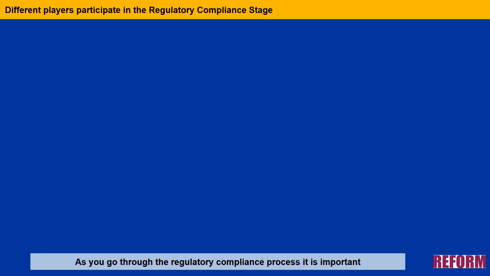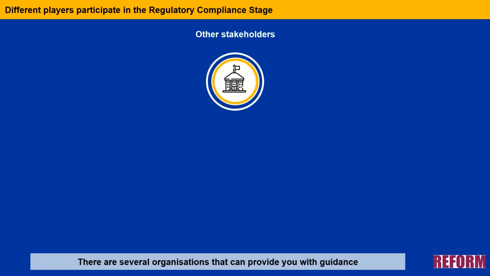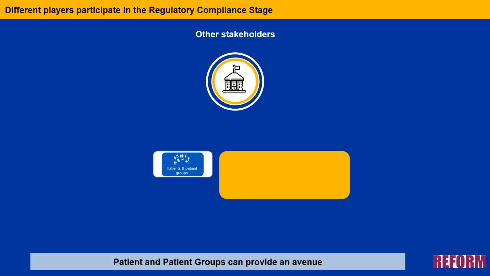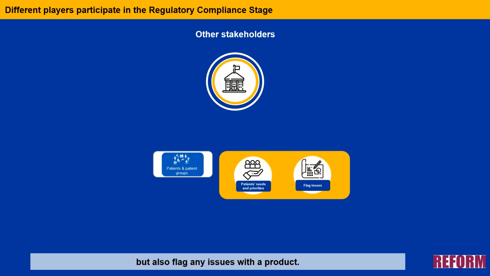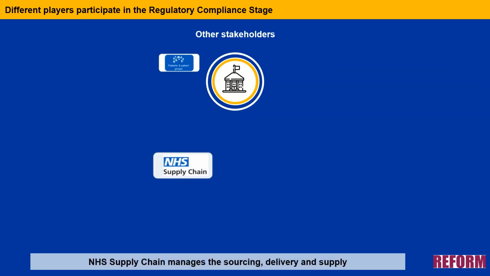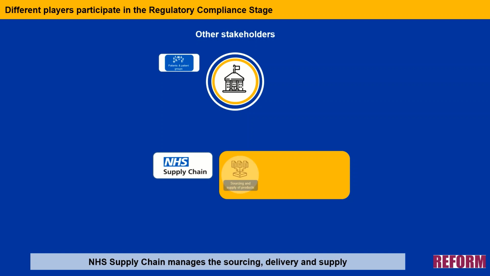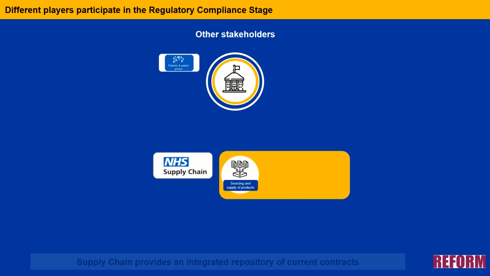As you go through the regulatory compliance process, it is important to start thinking about the reimbursement, procurement, and commercial models for your product. There are several organizations that can provide you with guidance and important information at this stage. Patients and patient groups can provide an avenue for the patient voice to be heard, but also flag any issues with a product. NHS Supply Chain manages the sourcing, delivery, and supply of health products to the NHS.